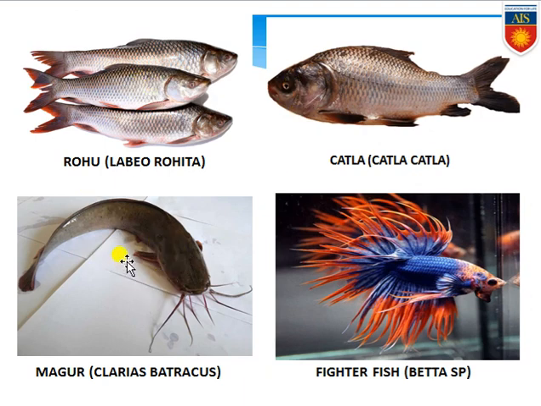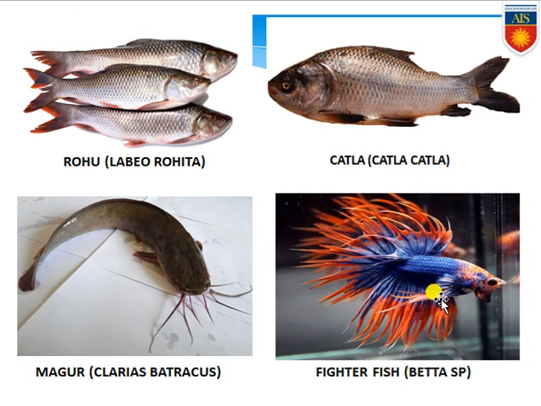Magur or Clarias batrachus, that is the scientific name of magur. That is also fighter fish. This is also another aquarium fish, which is commonly or scientifically known as betta fish. So this can also be kept in the aquarium, and we have already heard regarding this fish that only one fish we have to keep in the aquarium.